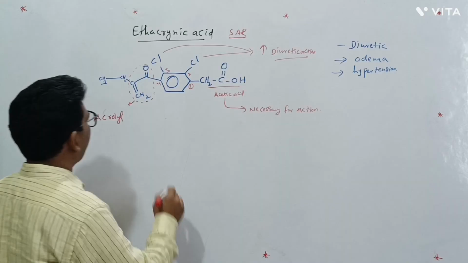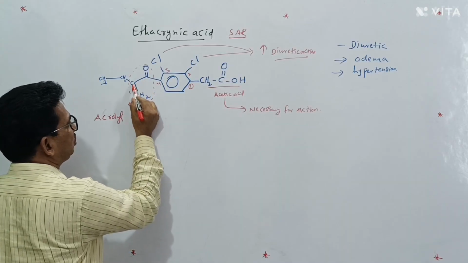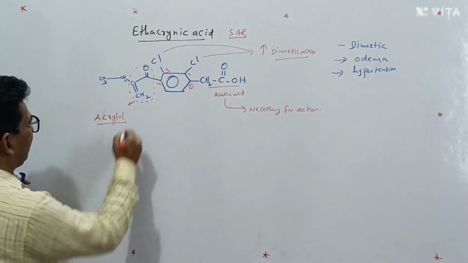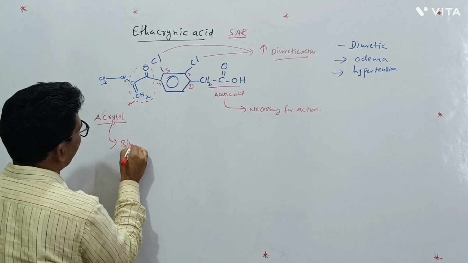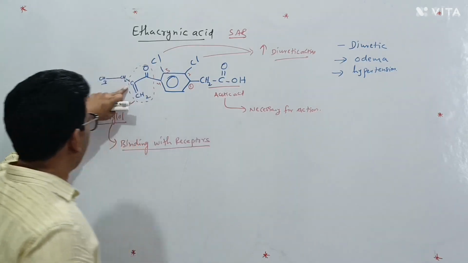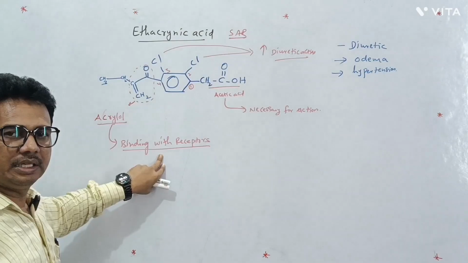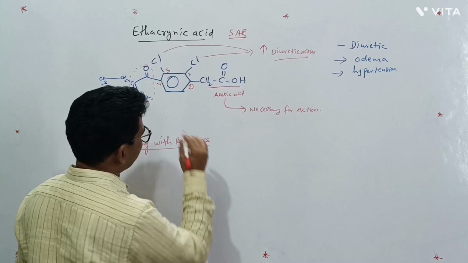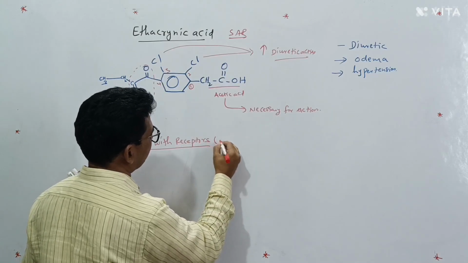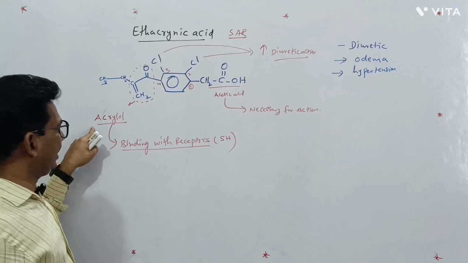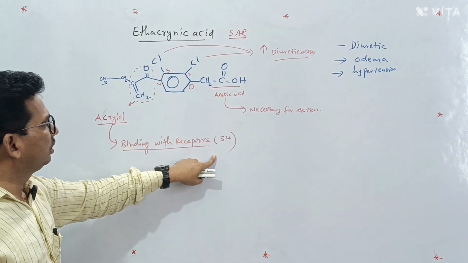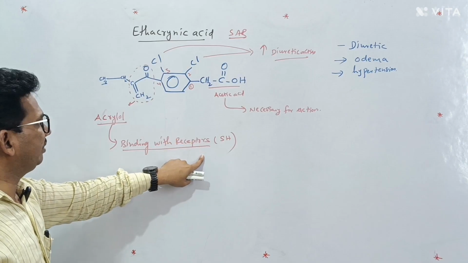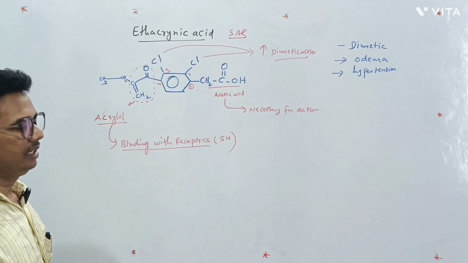Then see here what I told. Carbonyl group attached to the double bonded carbon. This acrylyl group plays the vital role because this acrylyl group binds with the receptors. Always this acrylyl group binds with the particular enzyme which is present in the renal system. That enzyme has the mercapto group, SH group. This acrylyl binds with the SH group. So what will it do? It prevents the action of that particular enzyme. That is the reason it acts as the diuretic.